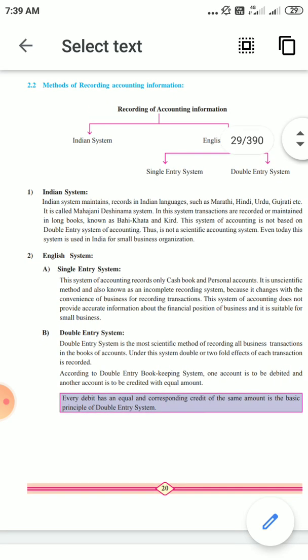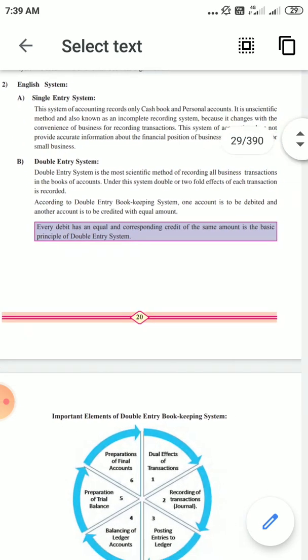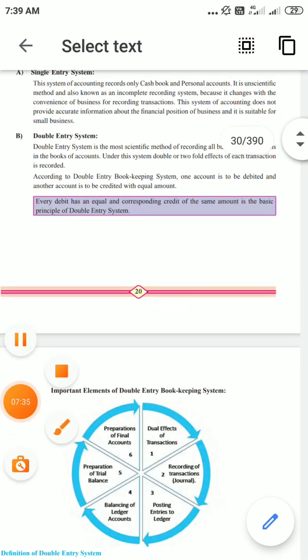Next is double entry system. Under English method, the second method is double entry system. Now this double entry system of accounting is the most scientific method of recording all business transactions. Okay, जो भी record करते हैं, it is the most scientific because here twofold effect is given to every transaction recorded, that is one account will be debited and second account will be credited with the same equal amount. That's why it is known as the most scientific method of recording transactions.